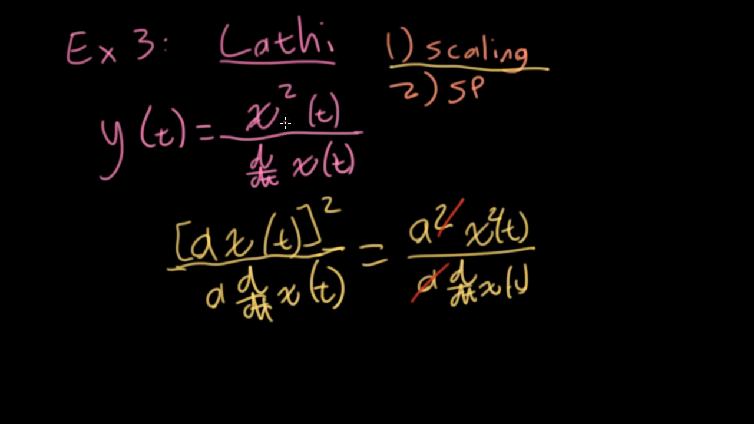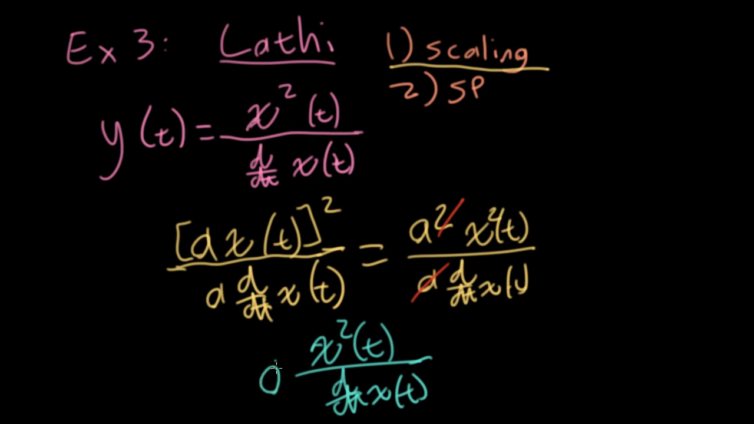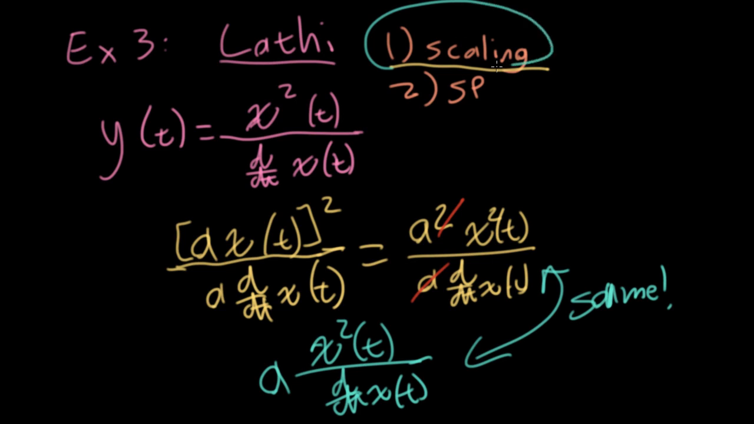So what happens if I run it through the system first and then square it? Well, in that case, I would have the effect of running through the system, which is the x squared of t, and the derivative. And what happens when I then multiply by a? Well, I get an a out. And lo and behold, these are actually the same. So this does satisfy the scaling property. So that's kind of interesting, isn't it?